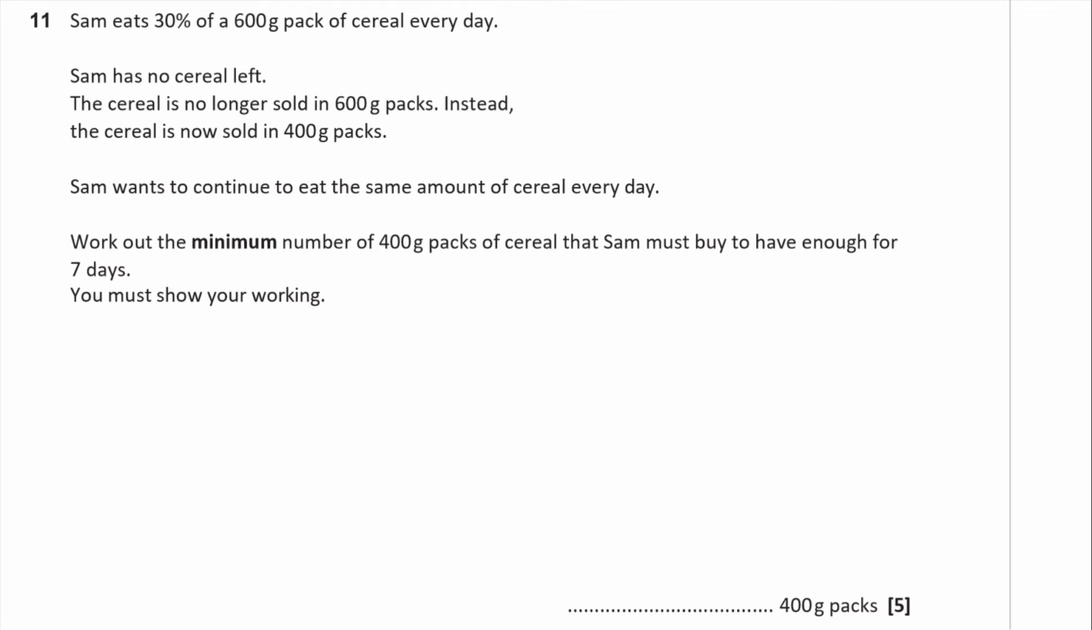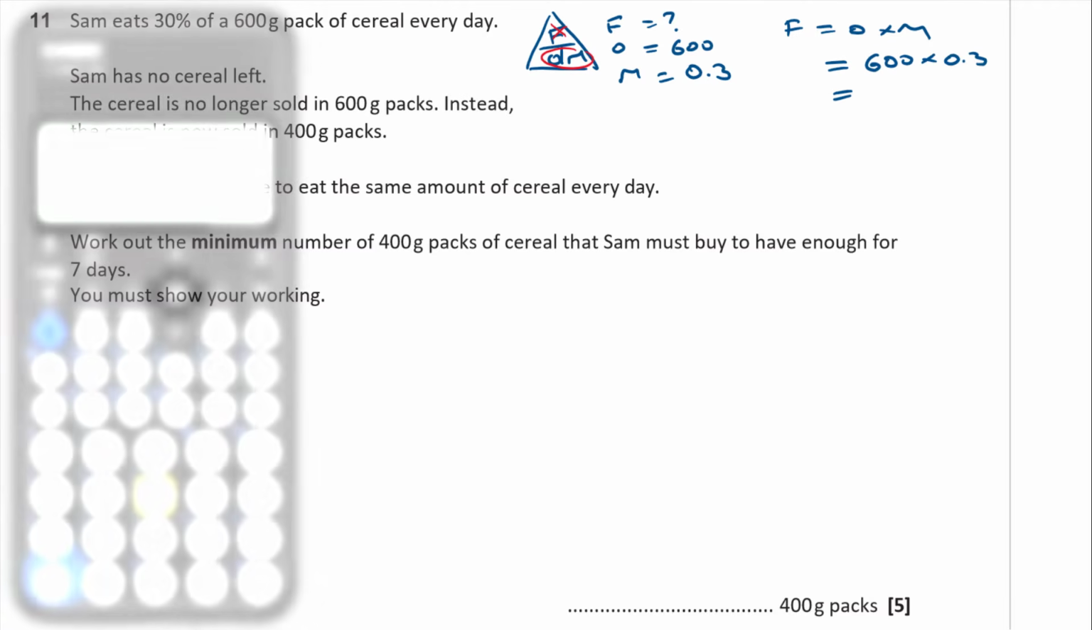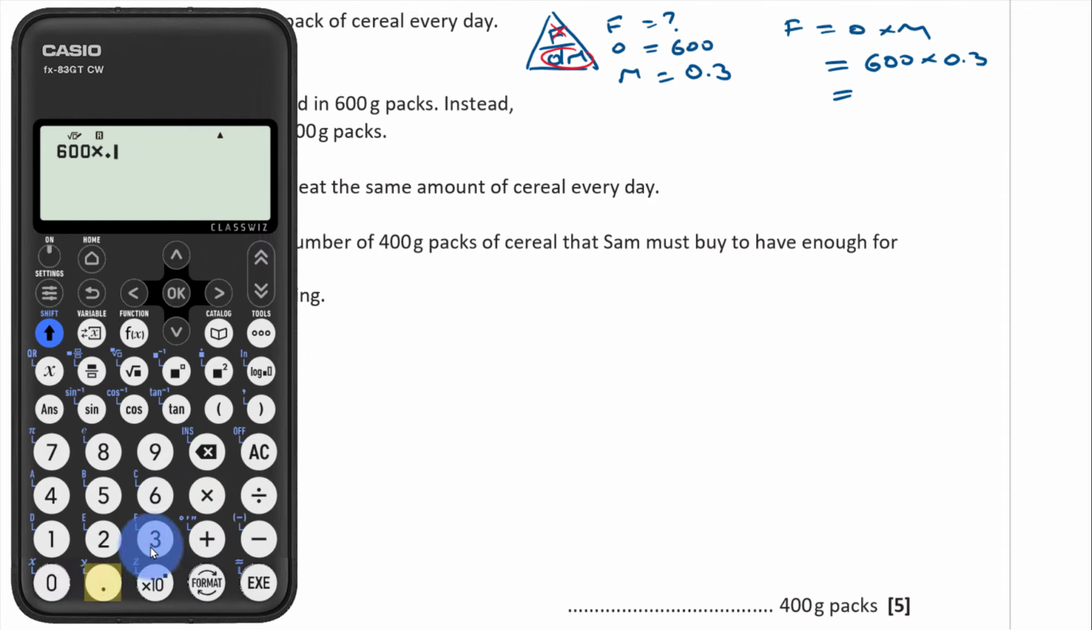Okay, so Sam eats 30% of 600 grams every day. So how much is that then? So as a percentage, final, original, multiplier. So our final is what we want to find. The original is 600, and the multiplier, 30% as a multiplier is 0.3. I'm just rewriting that as a decimal. So then the final is original times multiplier. So I'm just going to times those together. So it's going to be 600 times 0.3. That comes out to be 180 grams. So he eats 180 grams every day.